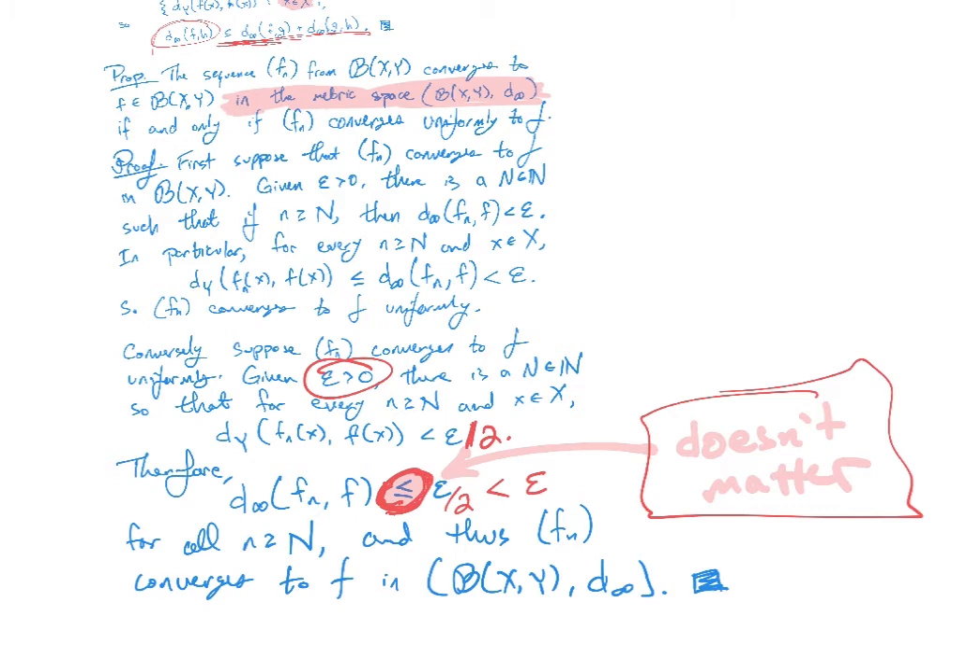Benjamin asked in the chat, are we assuming that the functions fn are bounded? Yes, we are. We said in the hypotheses that the sequence fn comes from b of x, y, and so they're all bounded. We don't know that they're uniformly bounded. This goes back to an exercise from the last lecture, but I'll just leave that at that. It doesn't matter right now. Any other questions before we move on? We've got one more result.